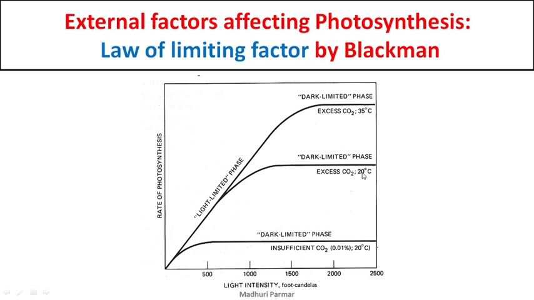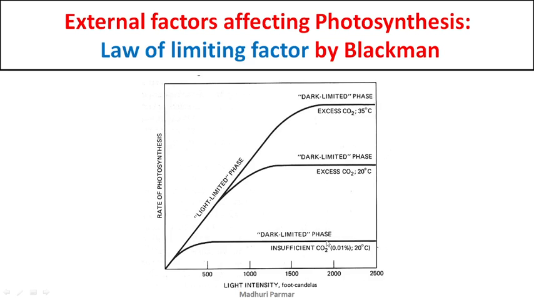If instead of 20 degrees you keep it at 35 degrees, so now you have excess carbon dioxide, you have 35 degrees temperature, and you are also increasing the light intensity. So you will see there is a direct increase in the rate of photosynthesis with increase in the light intensity, and at a very high rate it will become saturated. Okay, when there is excess carbon dioxide and excess at 35 degrees Celsius. So here there is no limiting factor. Okay, so the limiting factor is not present.